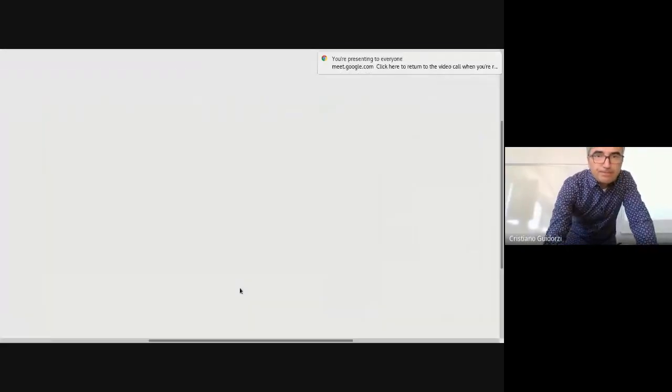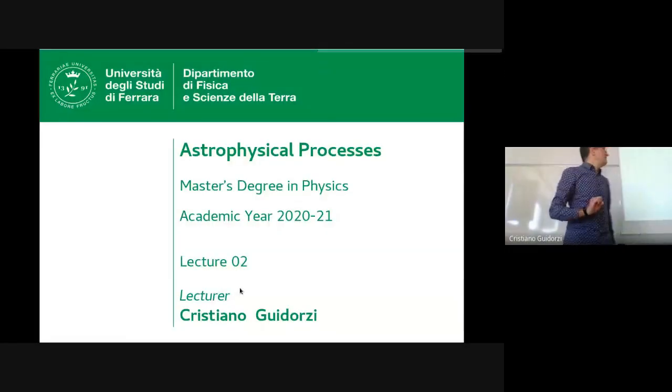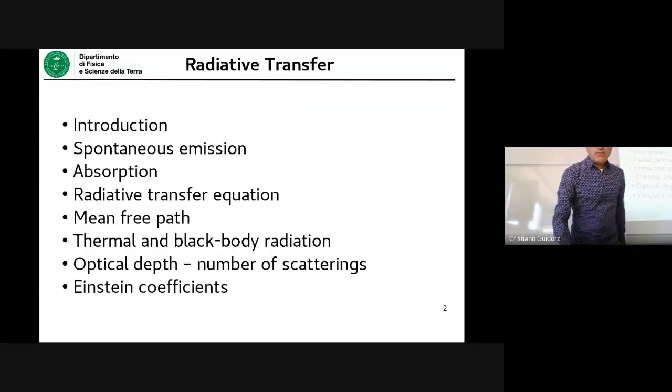So today we begin a brand new topic, which is the second one. And more precisely, this is about radiative transfer. You see all the different topics that are part of what we will see during the next classes, because this is going to take us more than just one class.